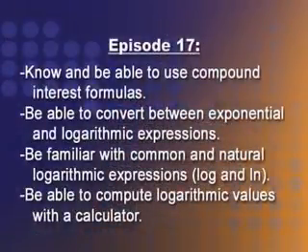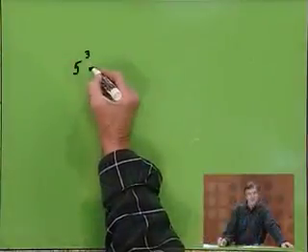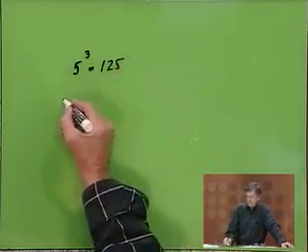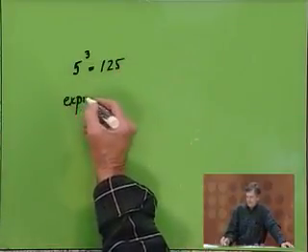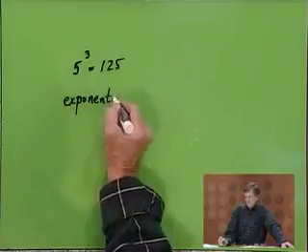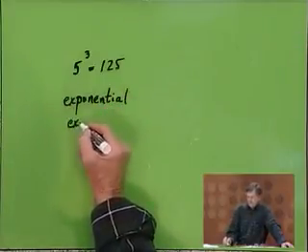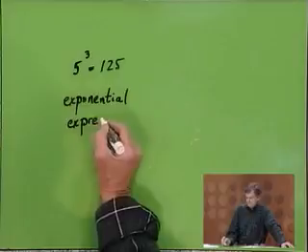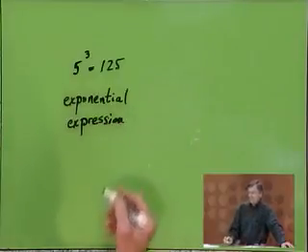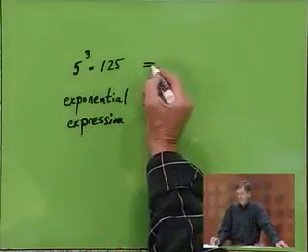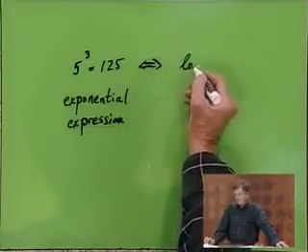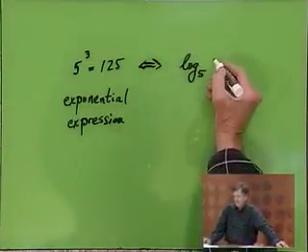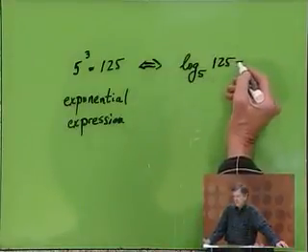You should be able to convert between exponential and logarithmic expressions. Let's work an example of that. Suppose we said that 5 to the 3rd power is 125. We say that this is an exponential expression because we're using an exponent, and this is what most of us are accustomed to seeing, rather than its logarithmic equivalent. The equivalent of this is to say log base 5 of 125 is equal to 3.